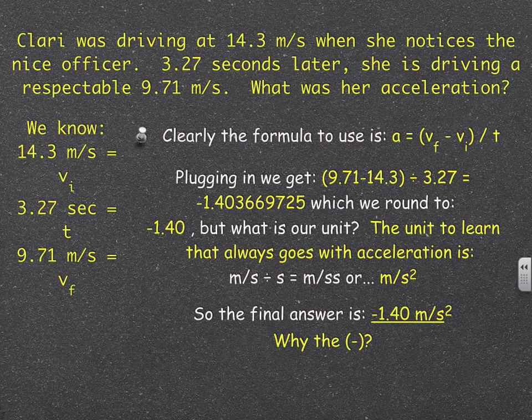Yes? Can you explain again why it's meters per second squared? It's meters per second squared because I took a meters per second and then divided by a second, and that gave me an extra S at the bottom. Oh, okay. So the negative is there because, of course, she was slowing down.